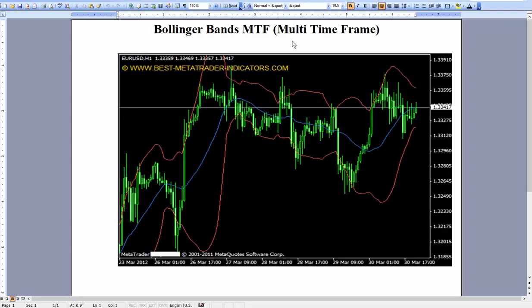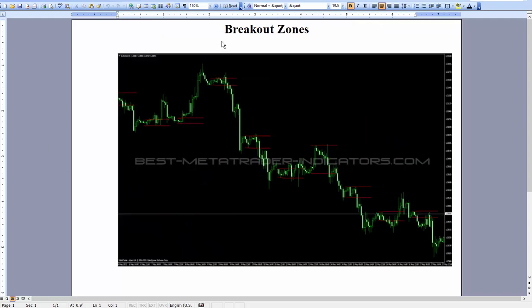Next one is the Bollinger Bands multi-time frame. So you traders who love Bollinger Bands, including myself, this one looks pretty good. Moving on to the breakout zones, it prints these red lines in here. When it breaks out either up or down, you're selling. Like right in here, we're selling. Over here, we're selling. Over here, we're selling. Same thing here. This one looks interesting. It's just breakout zones.